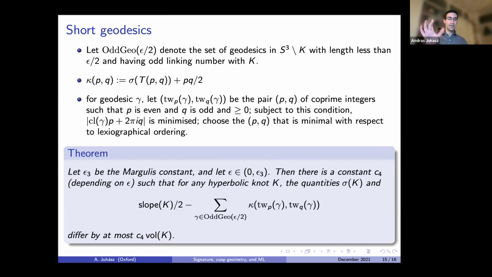And so what these kappas do is, if you remove neighborhoods of these short geodesics that have odd linking number with your knot, and you construct some surface which along the boundary of the knot has the natural slope basically, then you can fill in with a surface that will contribute this kappa of twist p, twist q to the signature of the Goeritz form. So that's why this shows up here.